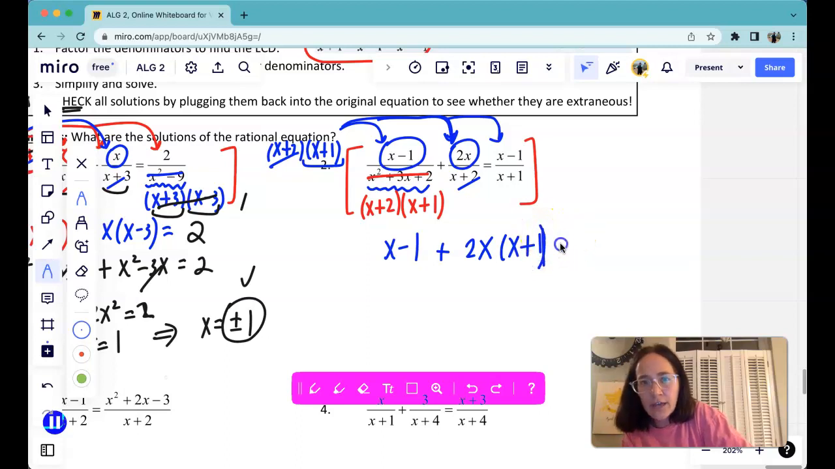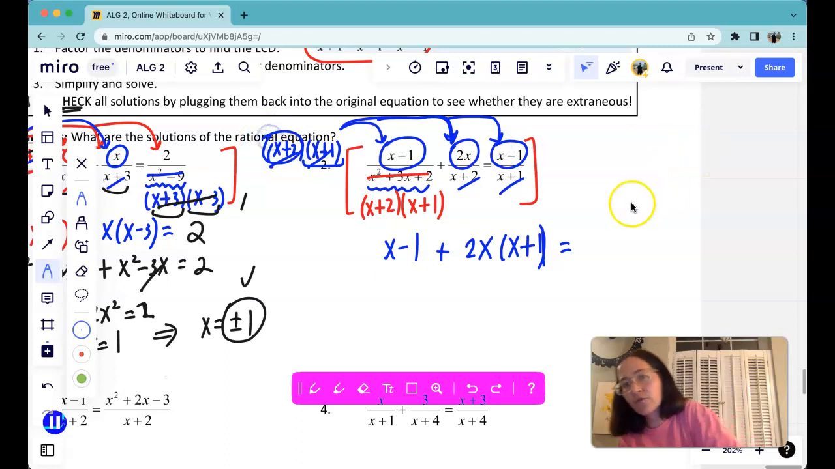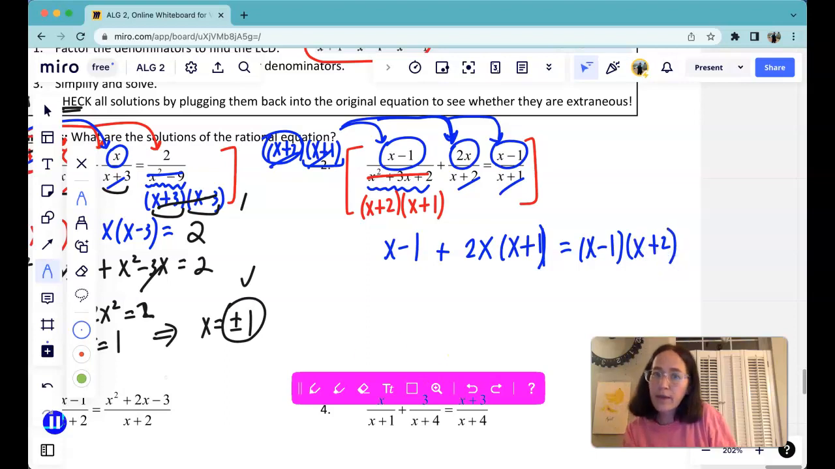And the other side, let's see what goes away. So x plus 1's are going to vanish. They'll divide to 1. And I'll still have on the other side of the equal sign a linear factor times another linear factor. So x minus 1 times x plus 2. Okay, great time to pause and try to solve on your own.